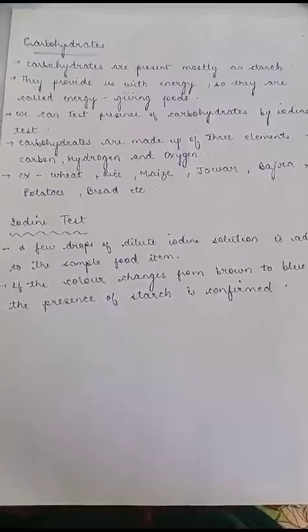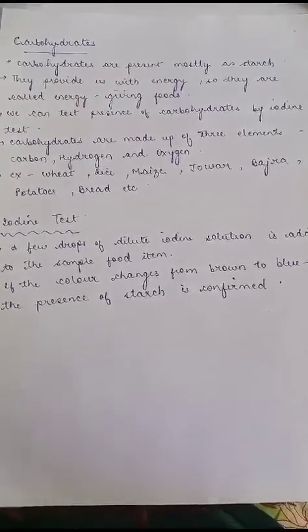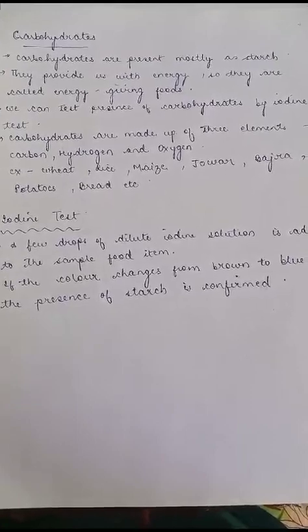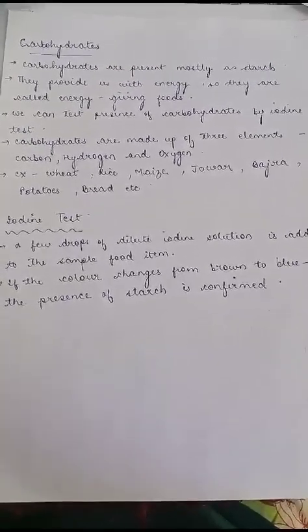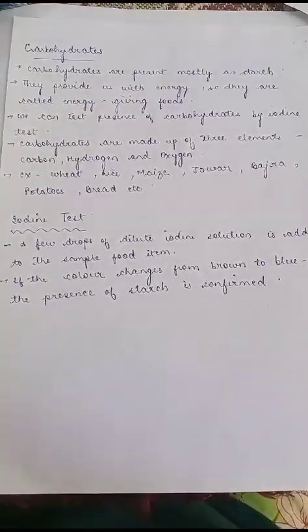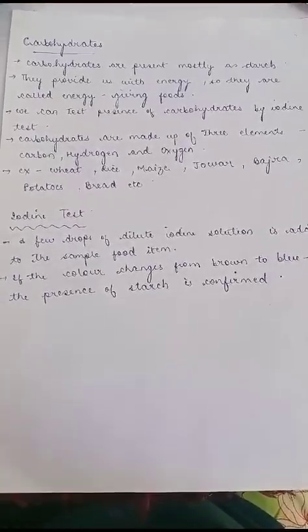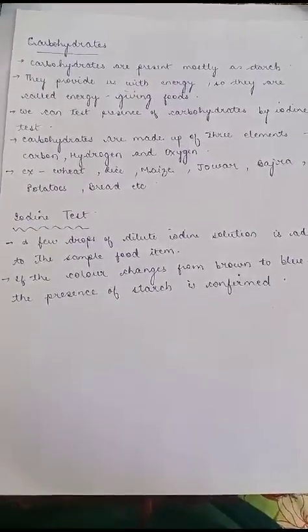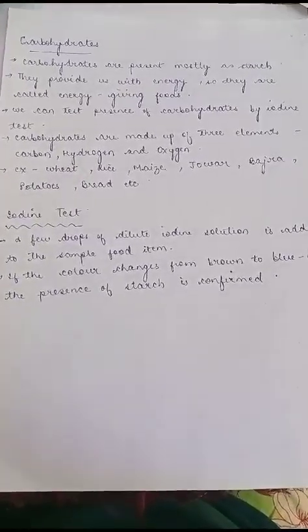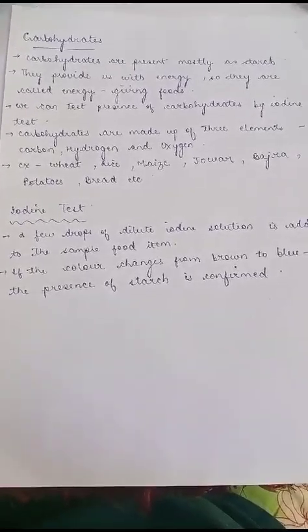Carbohydrates are present mostly as starch in our food. They provide us with energy, so they are also called energy giving foods. We require carbohydrates in large amounts as compared to other nutrients. And we can test the presence of carbohydrates by iodine test. Carbohydrates are made up of three elements: carbon, hydrogen, and oxygen. Some sources of carbohydrates are wheat, rice, maize, jowar, bajra, potatoes, bread, etc.